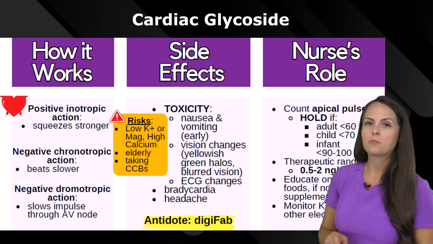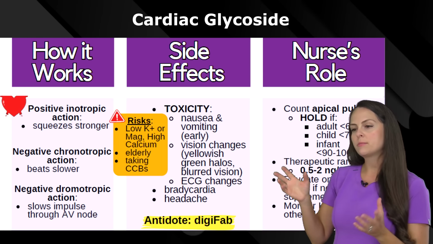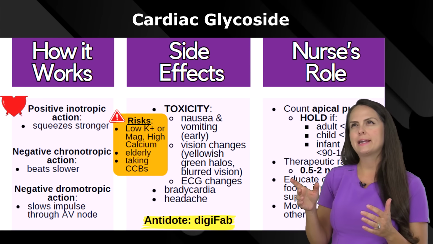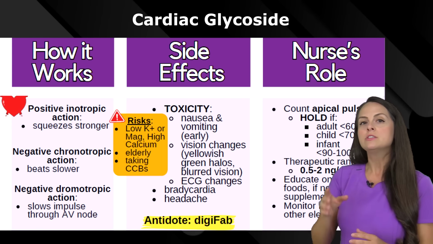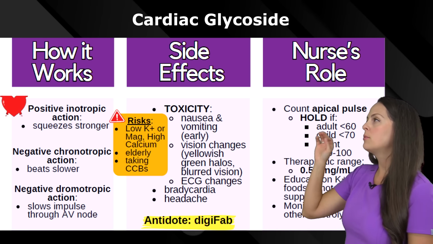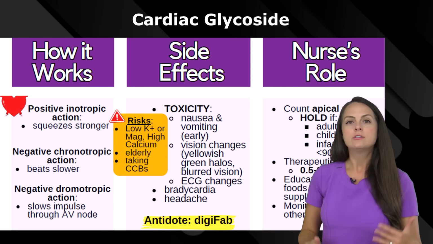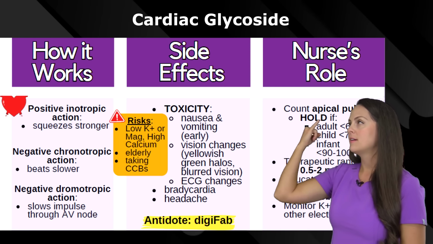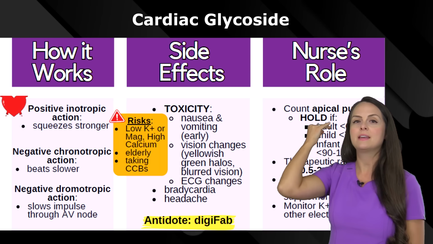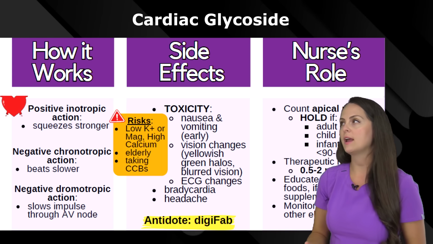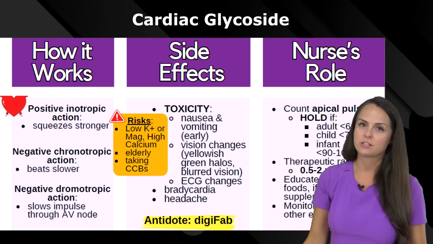Then thirdly, we're going to have a negative dromotropic effect. So when we're talking about dromotropic, we're talking about how the electrical signal is running, or the conduction. So it's negative. Therefore, we're going to have a slower impulse through the AV node. So we have a heart that's going to be stronger, it's going to be slower, and the impulse is going to be slower, which is great when you have AFib, A-flutter, or heart failure or cardiogenic shock.